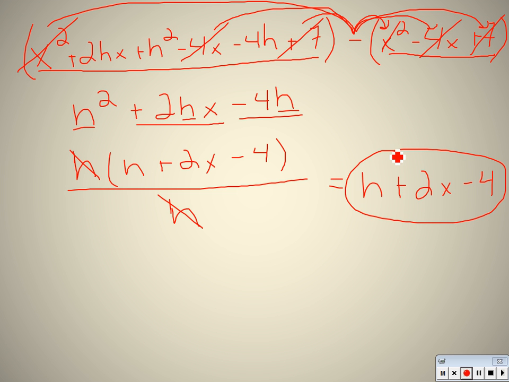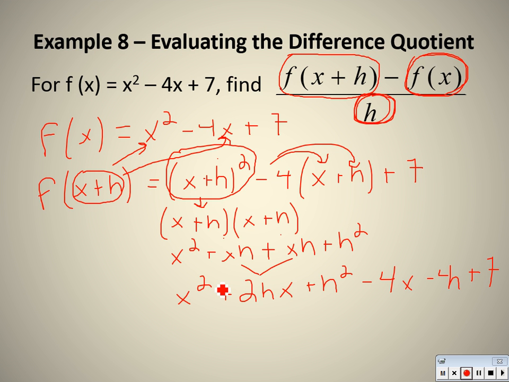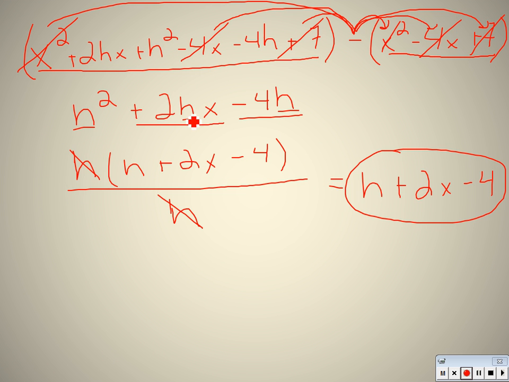So here's the thing. Nasty problem, I will definitely grant you that. But if you take a look at just the steps that are involved, or the skills that are involved with each one of the steps, you have some foiling that you're doing first. Then you have some distributing that you're doing next. Then you have some combining like terms. Then you have some factoring to do, and then some canceling that you can do at the end.